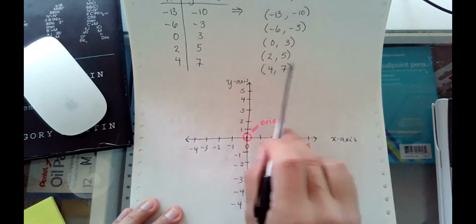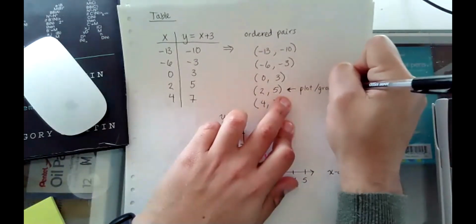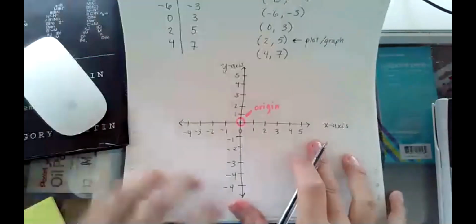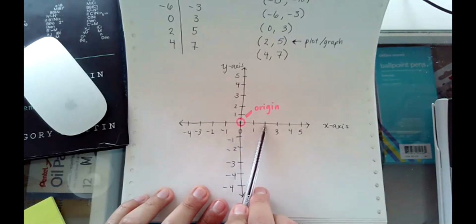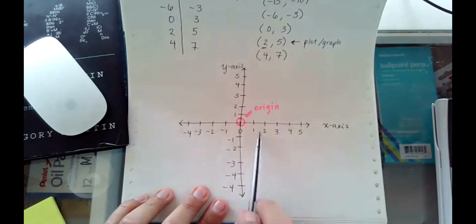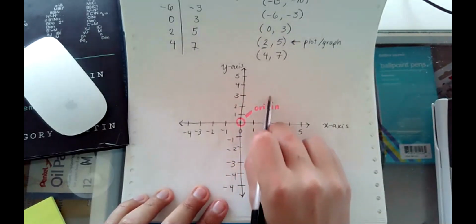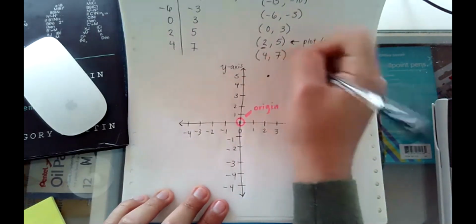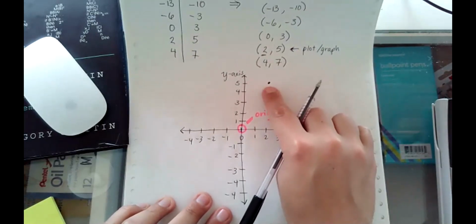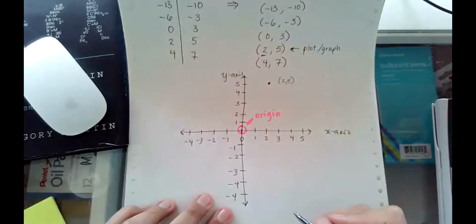And we can go to a location, say 2, 5, if we wanted to plot this one. And we might say plot or graph. That means the same thing. By starting at the origin and going over to the 2 on the x-axis, since our x value is 2, and then going up 5. So from the 2, we'll go up 5. And so we should put a little dot right here. And that dot represents the ordered pair 2, 5. Does that make sense?